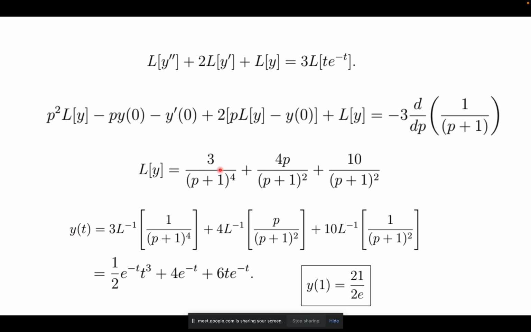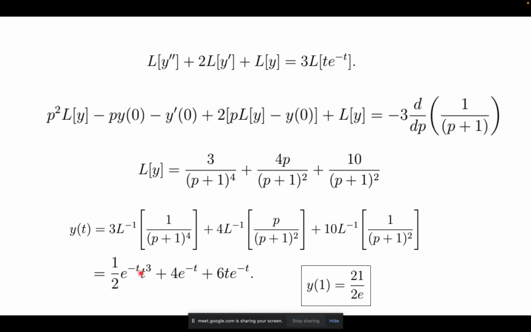How do we do the inverse Laplace transform of this? You first use the linearity property and express this as 3 times inverse Laplace of 1 upon (p plus 1) to the power 4, plus 4 times inverse Laplace of p upon (p plus 1) square, and similarly the inverse Laplace of 1 upon (p plus 1) square. You already know the Laplace transformation of 1 upon (p plus 1) to the power 4, so you can use the properties of the Laplace transform again, and this results in this.